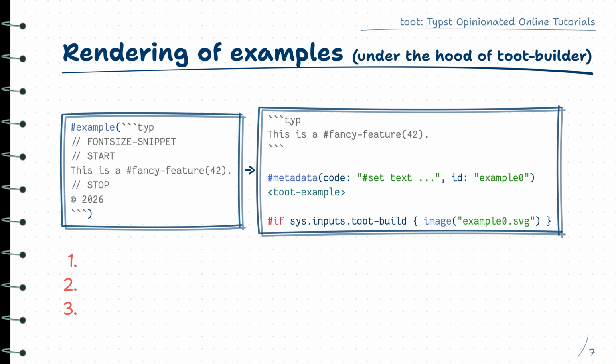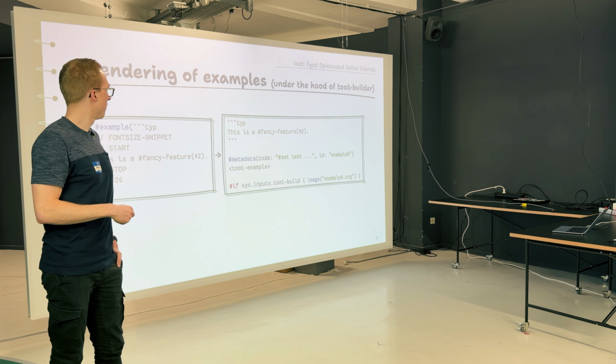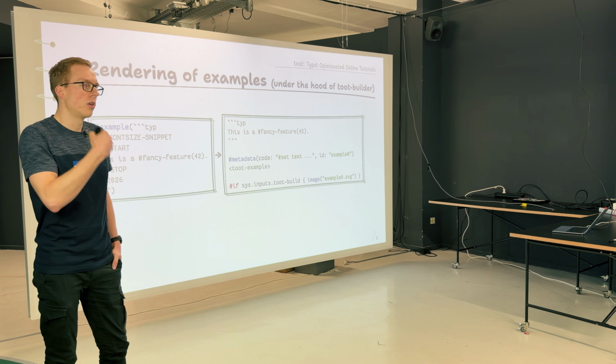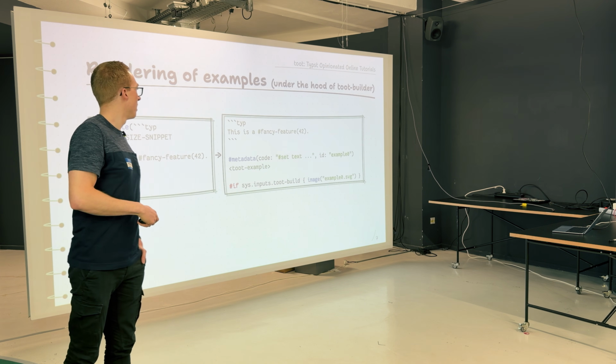And then as a next step, we add in some metadata, which is always very handy when you want to make something available for external programs. So we have this metadata that contains the actual code to be compiled. So you see this set text, this comes from this font size snippet, and then everything else that's necessary. And we also give it an ID so that we can refer to this example later on.